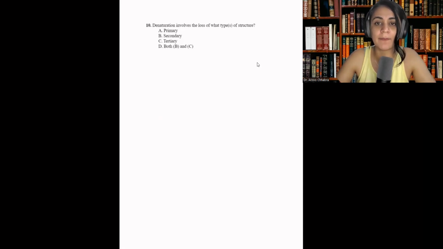Denaturation involves loss of what type of structure: primary, secondary, tertiary, or both? So denaturation actually involves loss of secondary and tertiary structure, because whenever denaturation happens, it's not really affecting the peptide bonds. So it's not affecting the primary structure, but does affect the secondary and tertiary structures. So option B, secondary and tertiary structures, are affected, but not the primary structure. And so this was a relatively easy problem set.